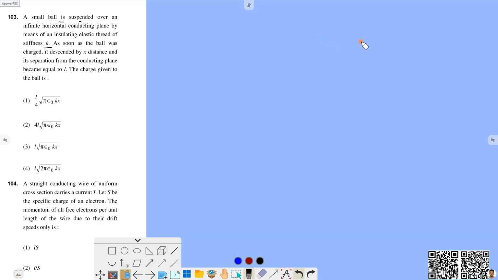But just to give you an idea, this is a conducting plane question, so this involves a mirror charge. So here we have plus q charge at distance L. Then there will be a negative induced charge at the same distance L. So both of these attract each other. So from that we can write that the force of attraction between them will be equal to 1 by 4 pi epsilon naught q square by 2L square.